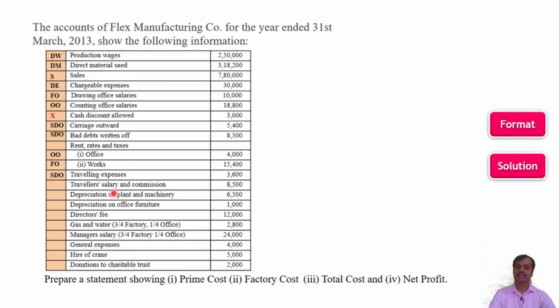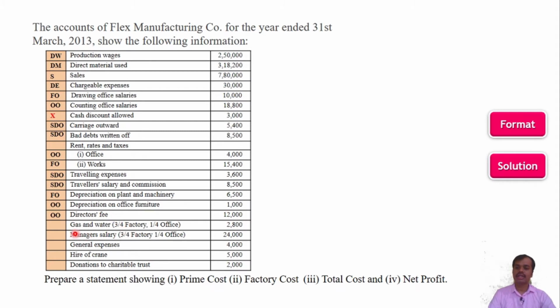Next, traveler salary and commission. It comes again under selling and distribution overheads. Next, depreciation on plant and machinery, obviously factory overheads. Depreciation on office furniture, office overheads. Next, directors fees, office overheads.